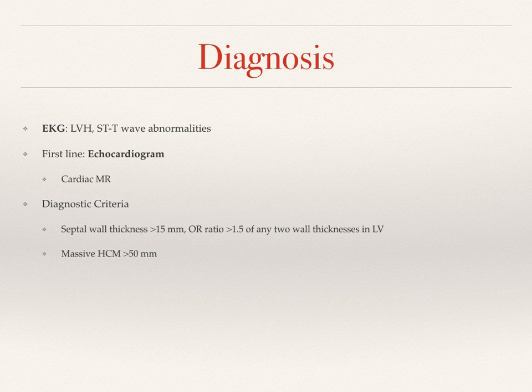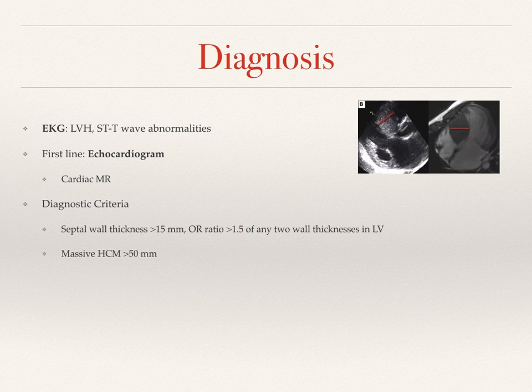The diagnostic criterion for septal hypertrophy is a septum measurement greater than or equal to 15 millimeters, since the left ventricle is 11 millimeters or less in a healthy individual. HCM can also be diagnosed with a ratio of greater than 1.5 of any two wall thickness measurements within the left ventricle, since the location of hypertrophy is not always in the septal wall.